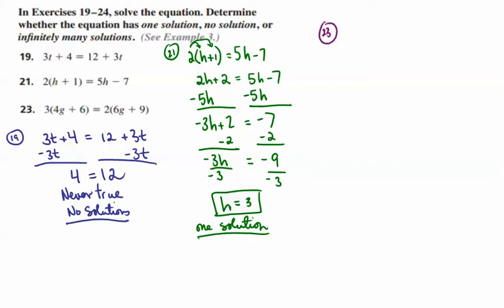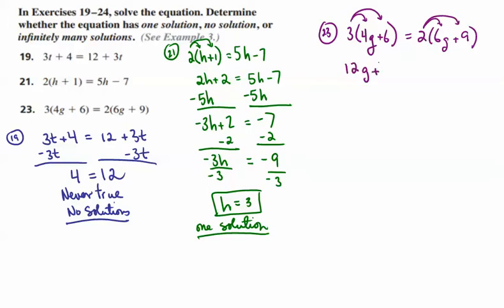In number 23, we have 3 times 4g plus 6 is equal to 2 times 6g plus 9. In this case, we'll have to distribute on both sides of the equal sign. When we do, on the left, we end up with 12g plus 18 is equal to 12g plus 18.